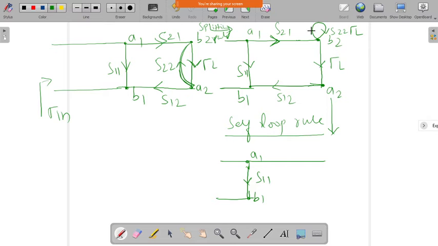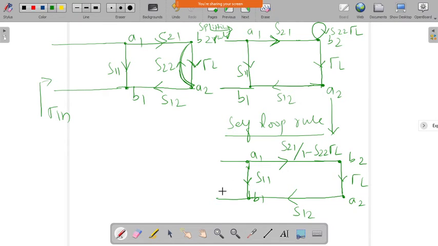Now if I apply the self loop rule, we have S21 divided by 1 minus S22 gamma L. So we take the ratio of S21 by 1 minus this value, so that the loop can be reduced. Similarly, whatever we have, S12 and gamma L remain as they are. This is A2 and this is B2. After the self loop rule, this is the reduced graph, where we have gamma in here.